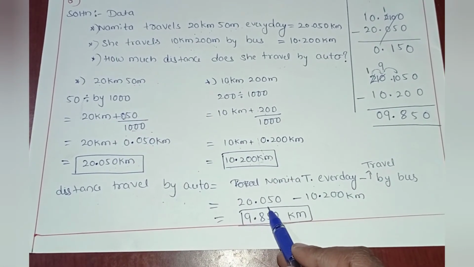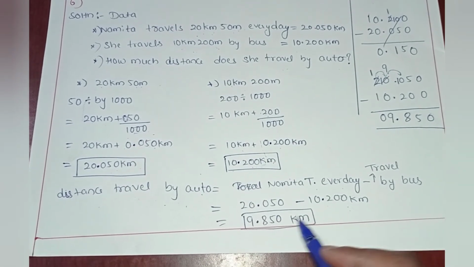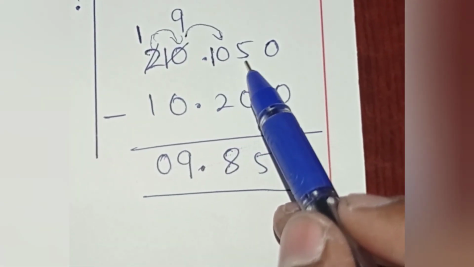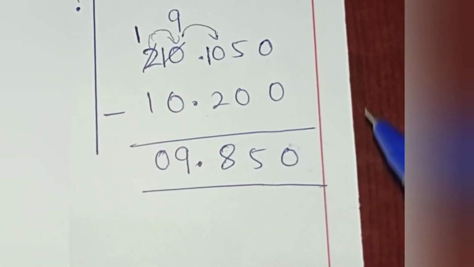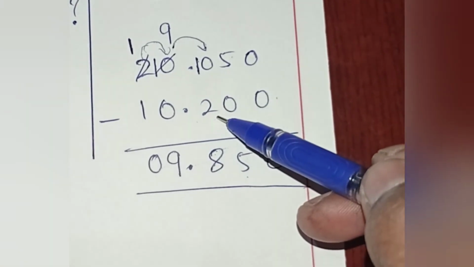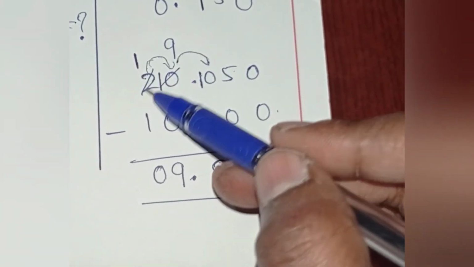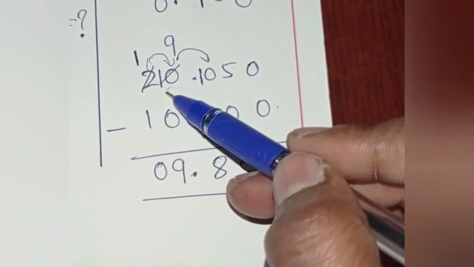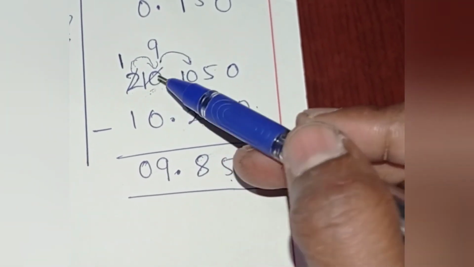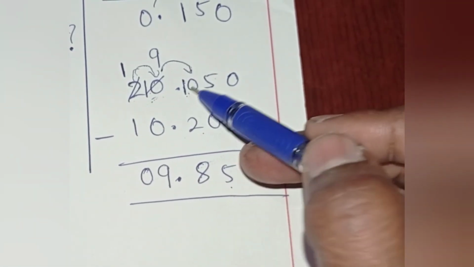So 20.050 minus 10.200 kilometer. Okay. Now let's subtract 20.050, 10.200. Here 0 minus 0 will be 0, 0 minus 5 will be 5, 0 minus 2. Here from this number I should borrow 1, but here also I have 0. So what I'll do? I borrow 1 from this number to this number. Now this number will become 10. What about this? 1. Okay. Again I borrow 1 from this 10 to this number. Now this number will become 9. This will be 10. Right.